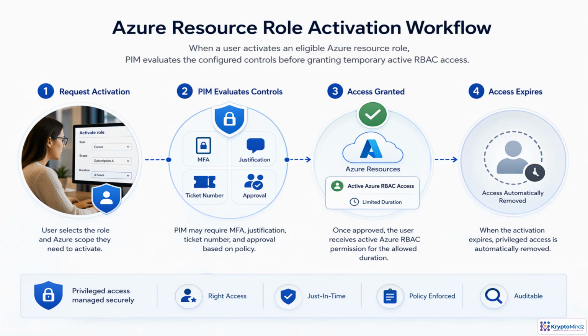When someone needs elevated access to an Azure resource, the process should be temporary by design. They choose the specific role, scope, and duration they need. PIM checks the activation policy, which may require MFA, a business justification, a ticket number, or manager approval. Only after those controls are satisfied does Azure grant active RBAC permissions, and only for the approved time window. When the timer ends, the role is removed automatically. The result is access that is policy enforced, time-bound, and fully auditable.